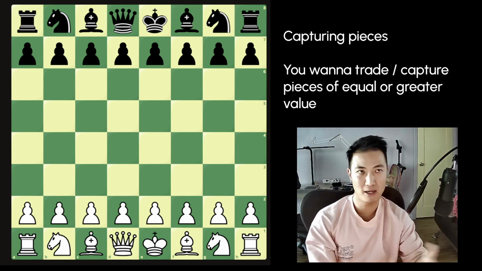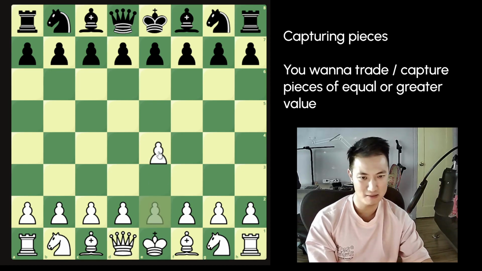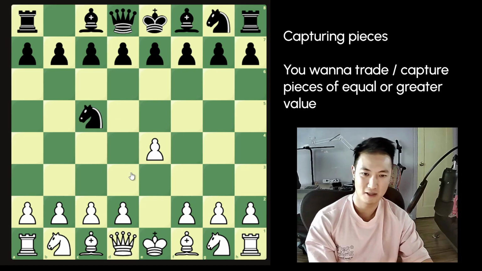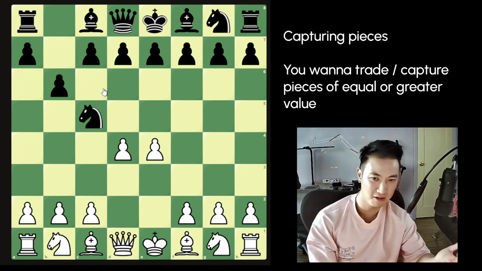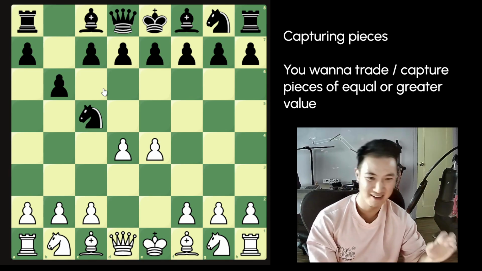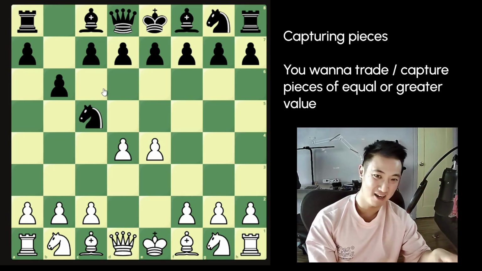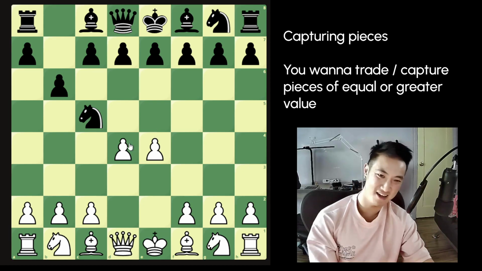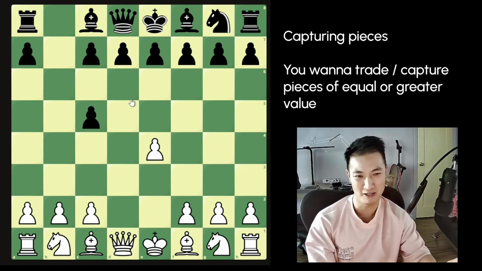Okay, so remember how I told you about the values, right? You always want to trade pieces that are equal or greater to your piece's value. A lot of times when I play beginners, I'll give you an example where they're right here. They have a knight out. I have a pawn, and they guard their knight with a pawn, or sorry, I attack their knight with my pawn. They guard their knight with a pawn, and then we make a subsequent trade.